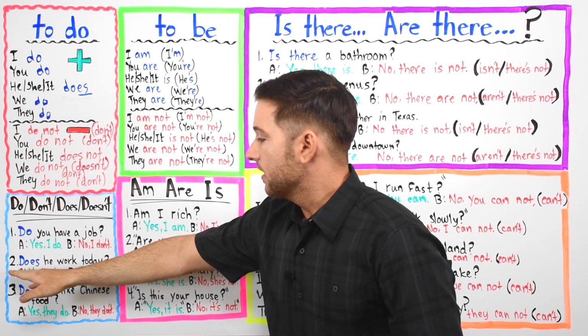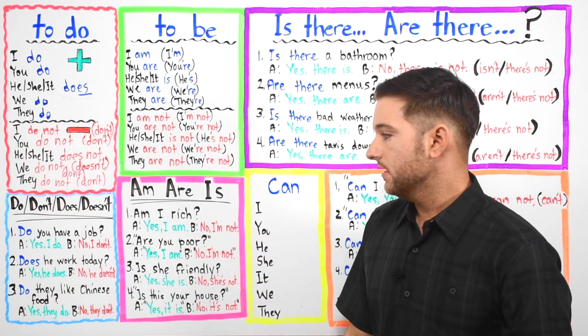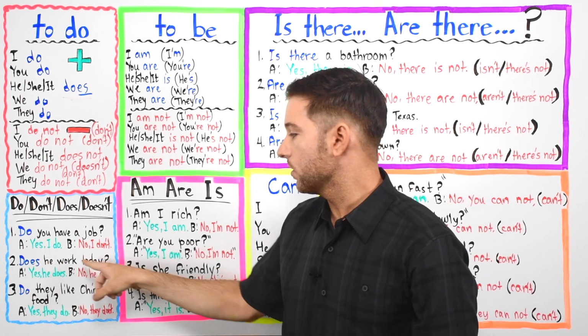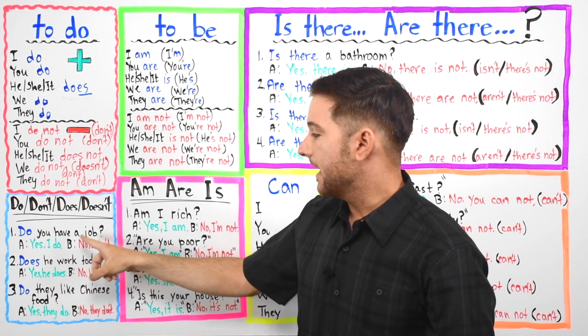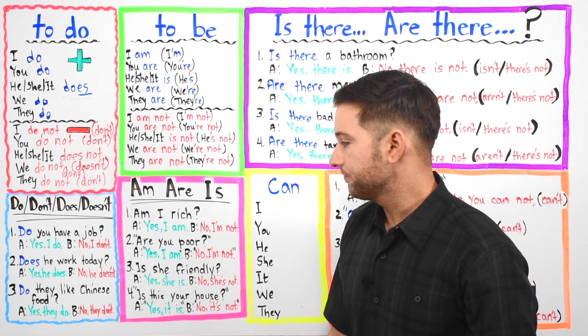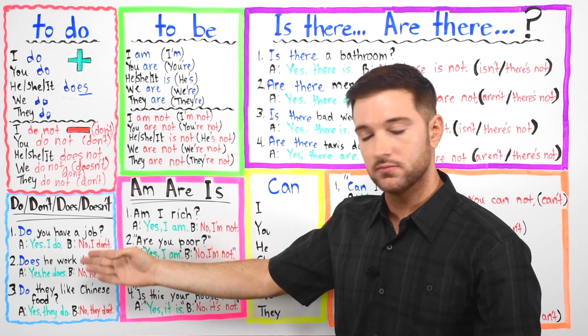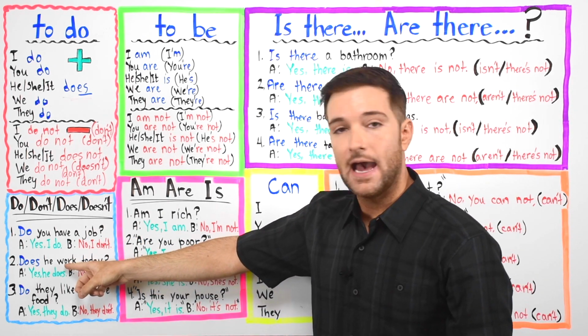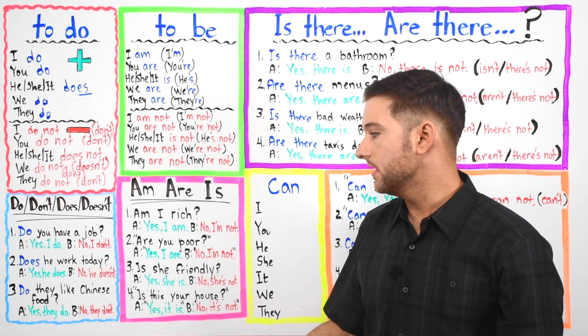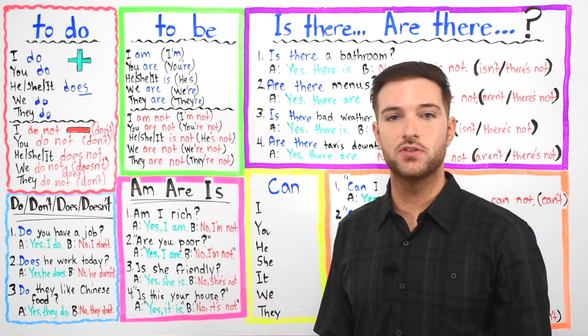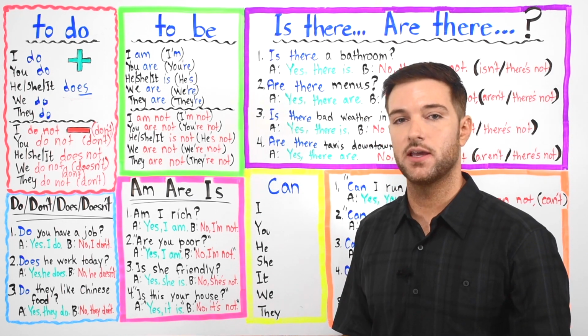Next, we have number 2. Does he work today? Okay, does he work today? And you work at a job. So if you are a teacher, your job is teaching. Okay, and you work at a school, and you work Monday to Friday from 8 a.m. to 4 or 5 p.m. Okay, work.